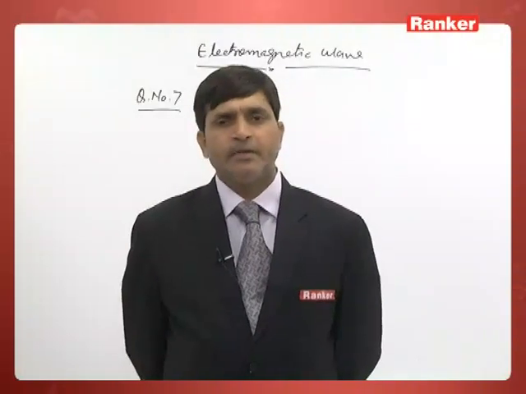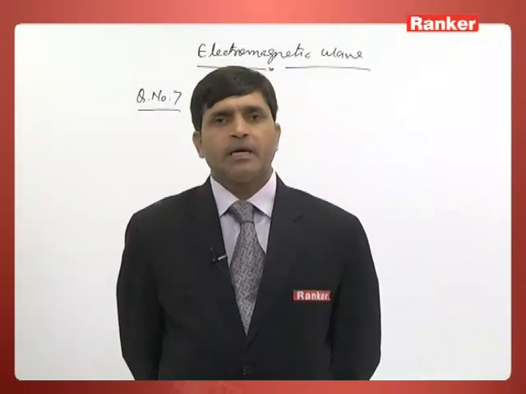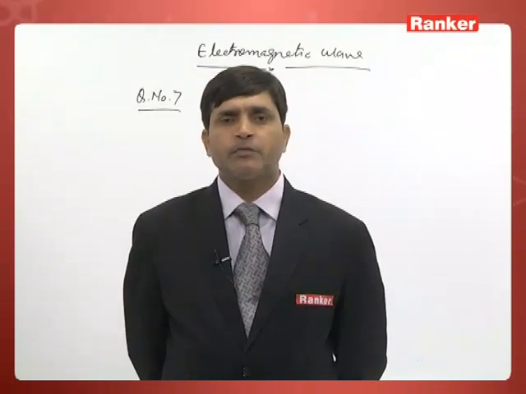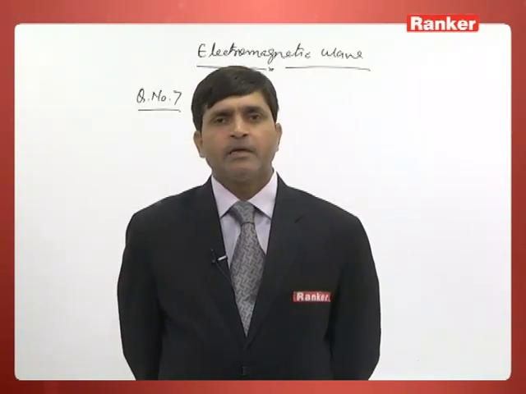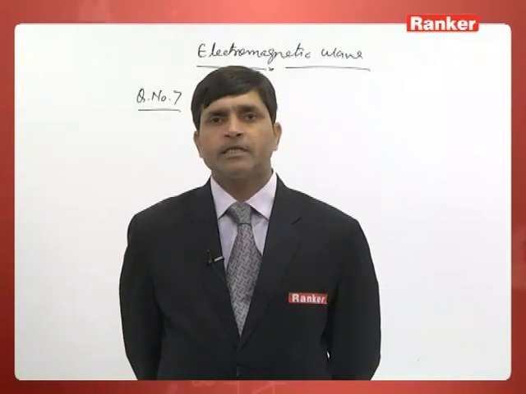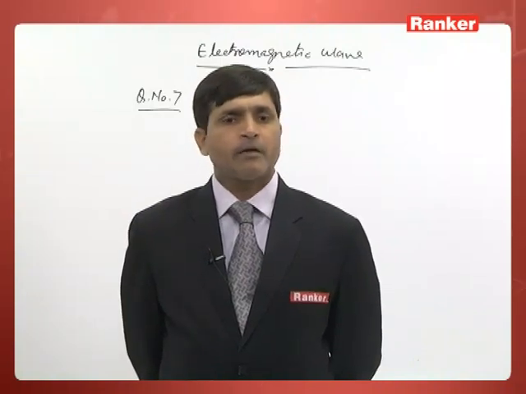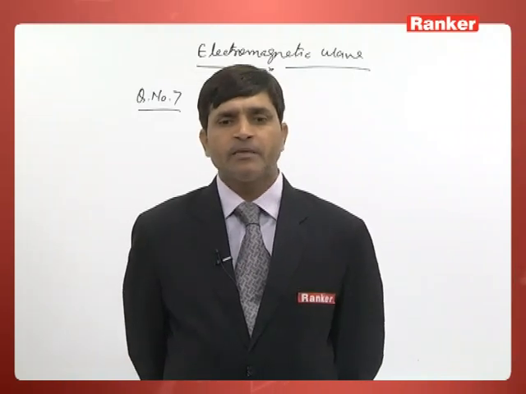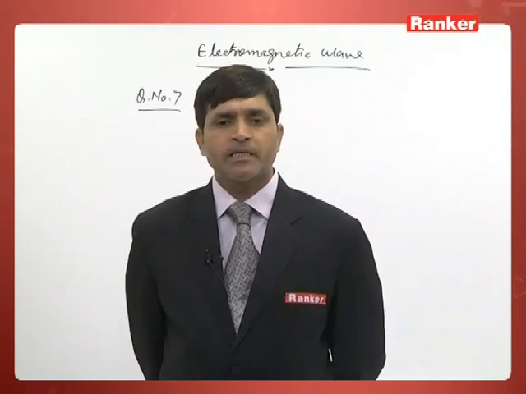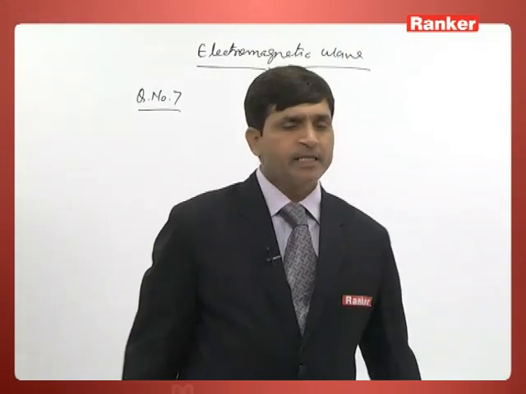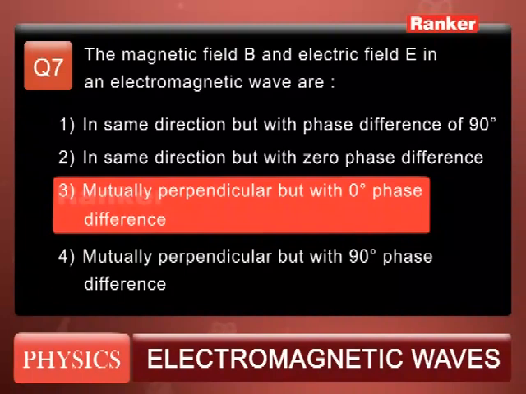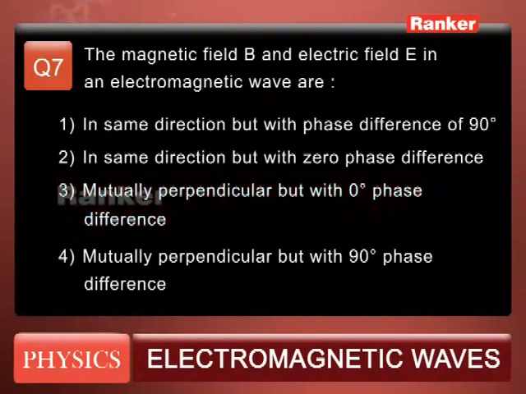See, electromagnetic waves are produced by the superposition of electric and magnetic field vectors mutually perpendicular, with initial phase zero. So the correct option here is that electromagnetic waves are produced by mutually perpendicular fields with zero initial phase. So the correct option is option number 3. So the answer is the third option.